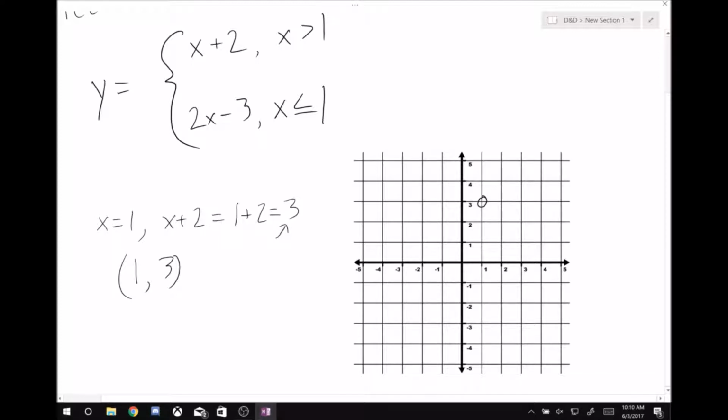That gives us, with x equals 1, 2 times 1 minus 3, which is going to equal 2 minus 3, which is going to equal negative 1. That gives us the point 1, negative 1 for the bottom equation. Now the bottom equation has x is less than or equal to 1. That means that it gets a filled in circle at its point. So the one that has the or equal to part, denoted by that line underneath our inequality sign, gets a filled in circle. So we have 1 and negative 1. It's going to be right there.